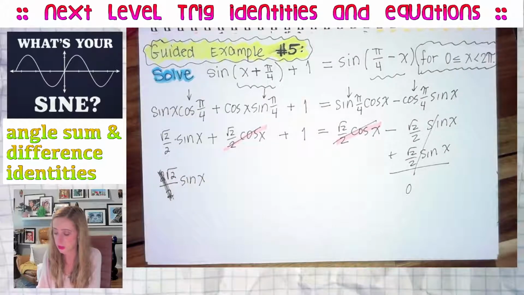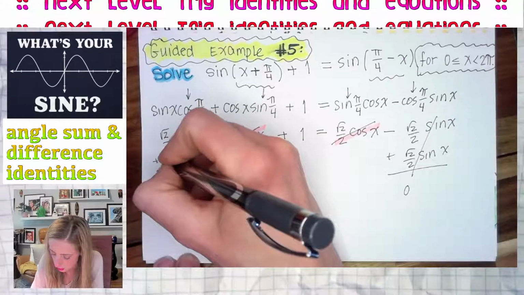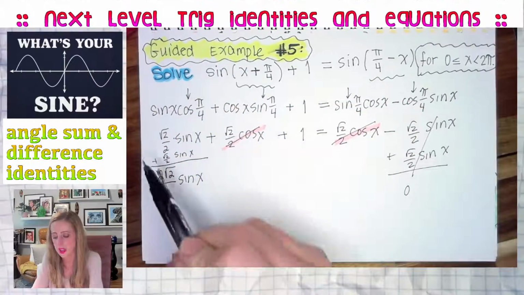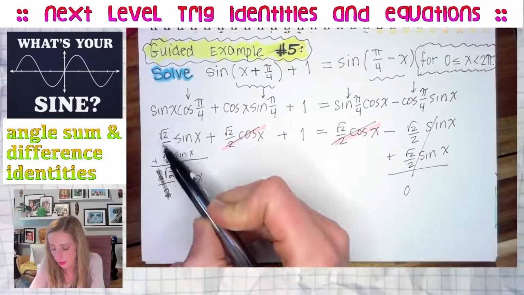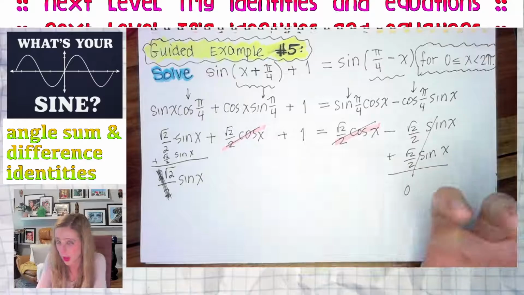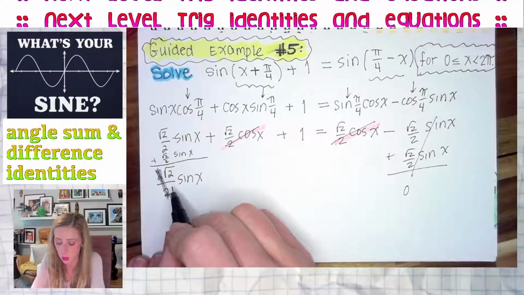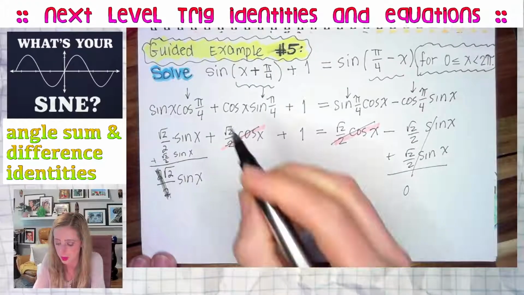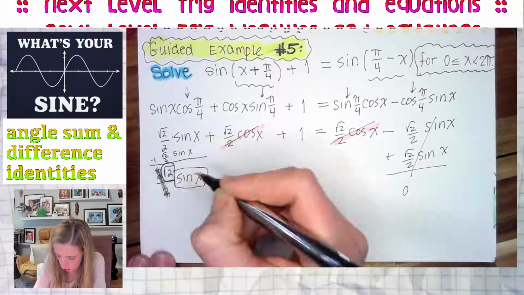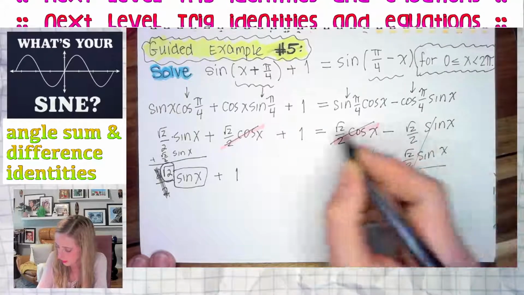If that's a little confusing for you, another way to think of it is, I should have written plus root 2 over 2 sine x in front. Another way to think of it is you have half of root 2 sine x and another half of root 2 sine x, because when you divide by 2, you find half. And if you have half of something and half of it again, you have a whole amount of it. So we have a whole entire root 2 sine x. So we have sine x with the coefficient of root 2, okay? Plus 1 equals 0.